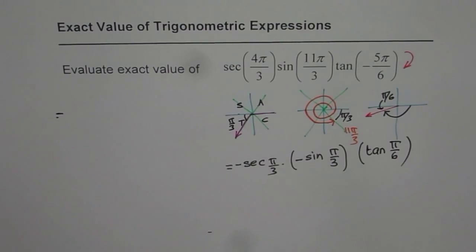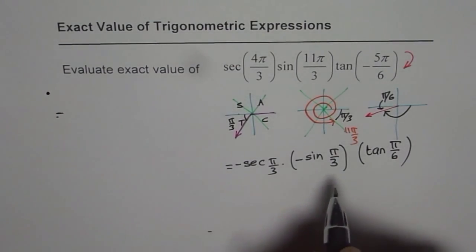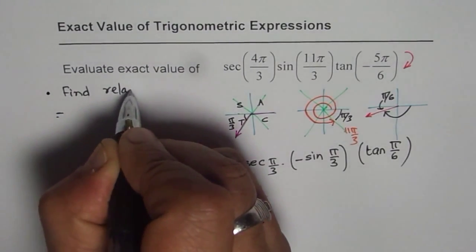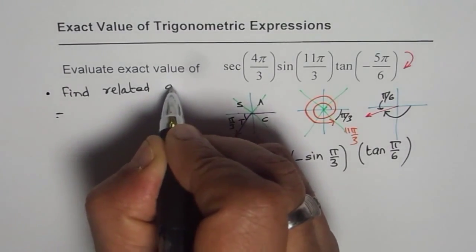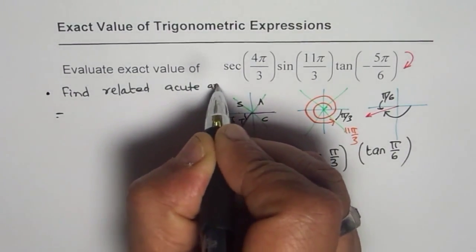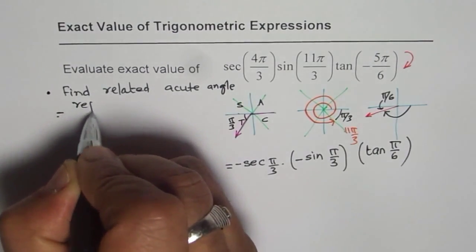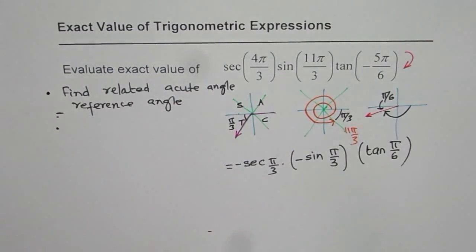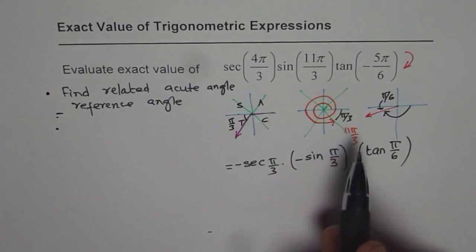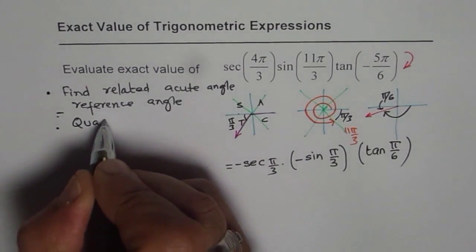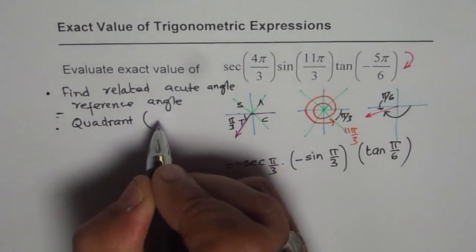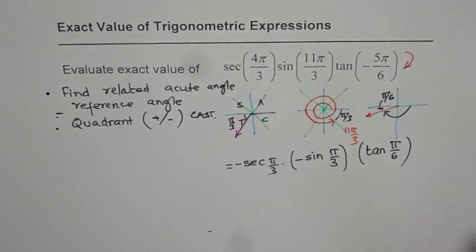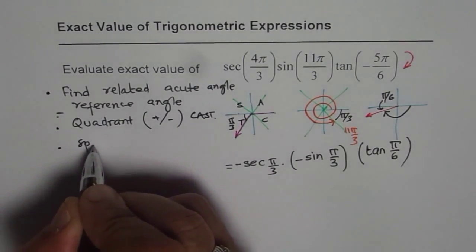So the first step here, let me make a note, is to find the related acute angle, or reference angle. So the reference angle for us is known here, and then you find the quadrant. The quadrant gives you the plus or minus sign, using the CAST rule. And the third and final step is the special triangle.